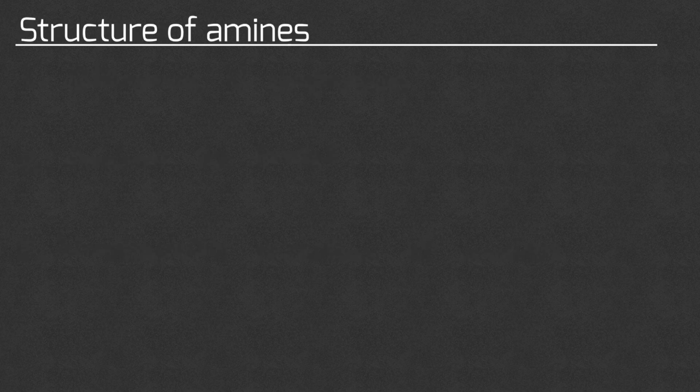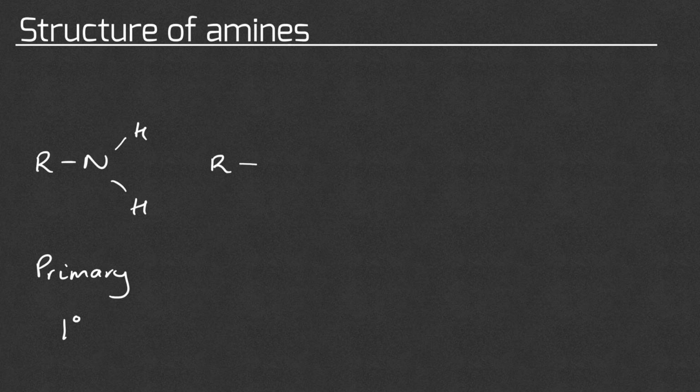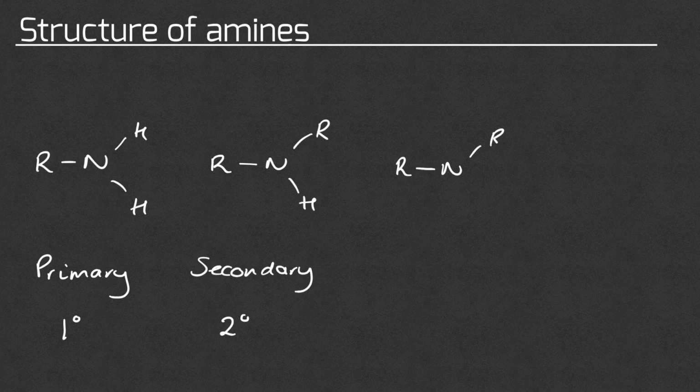Like with carbocations and alcohols, you can have different types of amines. A primary amine has one of the hydrogens on ammonia substituted with an alkyl group. A secondary amine has two of the hydrogens substituted with alkyl groups. And a tertiary amine has all three hydrogens substituted with alkyl groups.